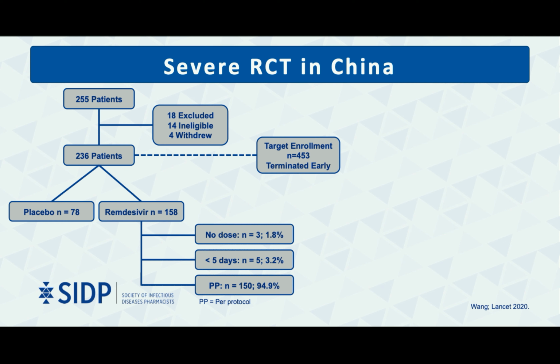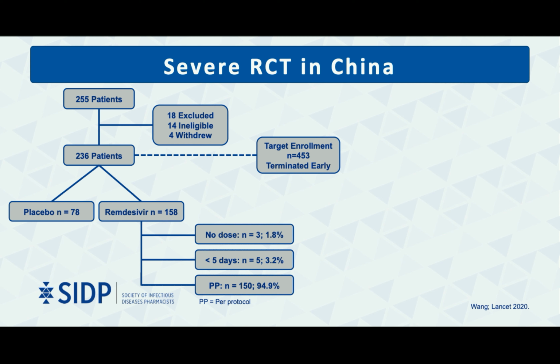So next, let's take a look at the randomized clinical trial conducted at 10 hospitals in Wuhan, China, published in The Lancet on April 29th. This trial included patients with severe COVID-19, defined as pneumonia, hypoxia, or a PF ratio of less than 300.